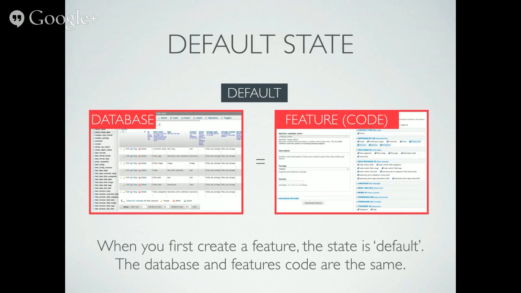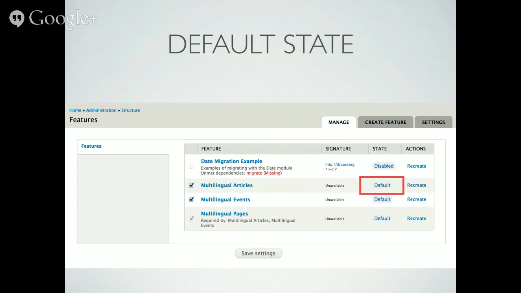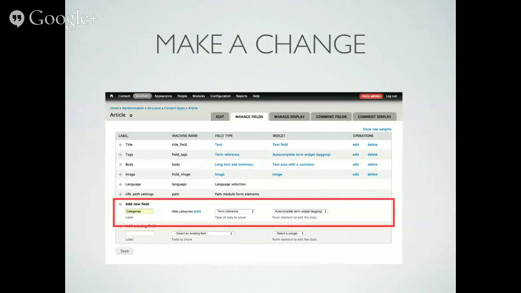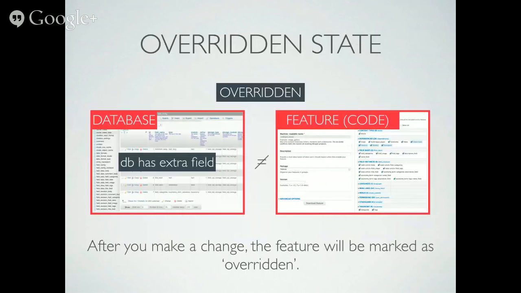So as I mentioned before, when you first install a feature, if the database and the feature itself have exactly the same configuration, then you're going to have a feature in a default state. And that's going to show up when you see your list of features. But as soon as you start making changes to the configuration that's stored in these features, then you're going to end up with an overridden state.